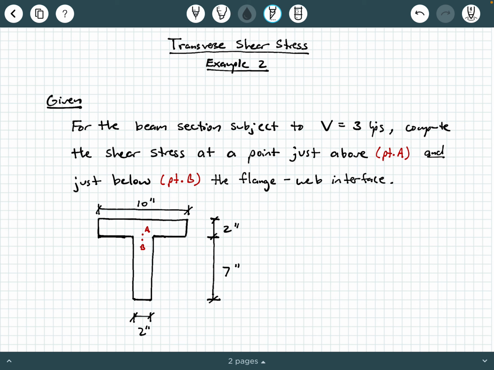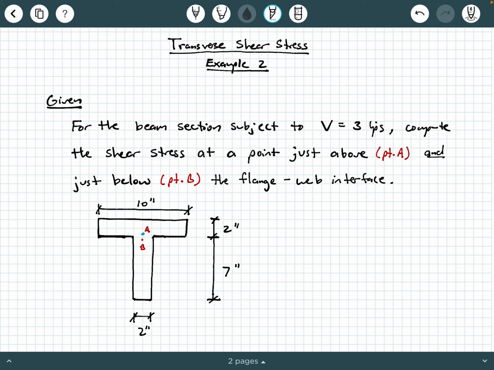In the given information, we're being told that for the beam section shown here, it is subject to 3 kips of shear force, and we're being asked to compute the shear stress at a point just above and just below the flange web interface. So the point that's just above that interface is point A. We see that right here.